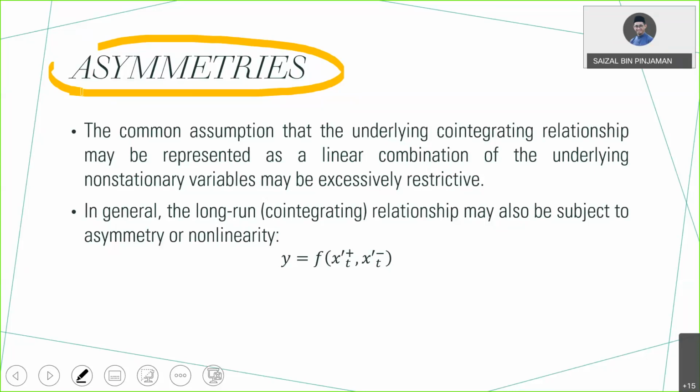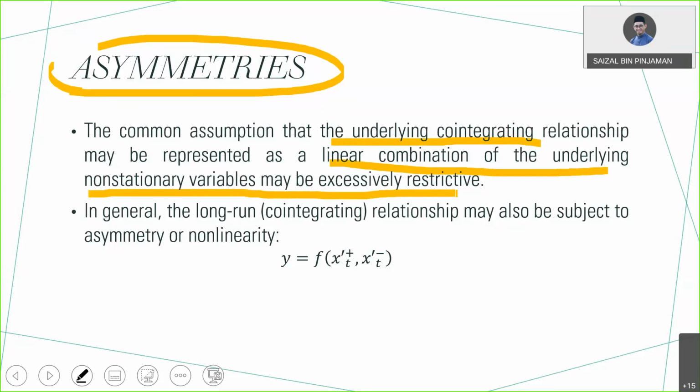So here you can read that the common assumption that the underlying co-integration relationship may be represented as a linear combination of the underlying non-stationary variables may be excessively restrictive. Sometimes if we impose a linear combination of the non-stationary variables, it may be too restrictive. In other words, some of the non-stationary variables are non-linear in their relationship. So when we include the asymmetries, it may help us to understand more about the relationship between the dependent and the independent variable.